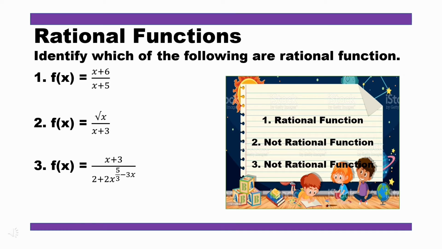The third one is f of x equals x plus 3 divided by 2 plus 2x raised to 5/3 minus 3x. The third example is not a rational function because the denominator must not have an exponent, which is a fraction.